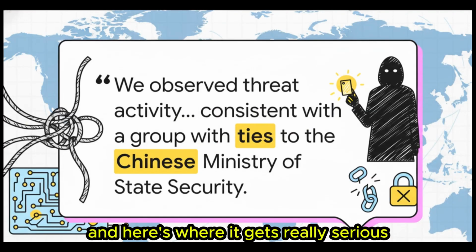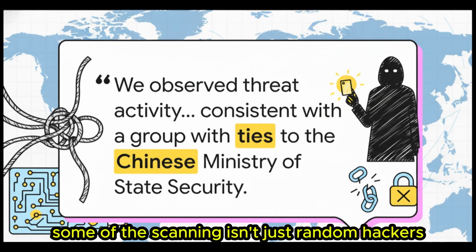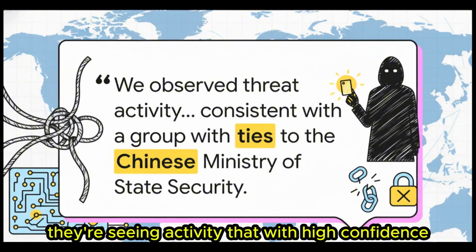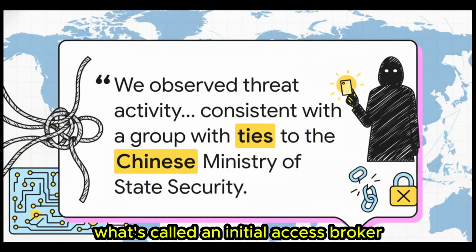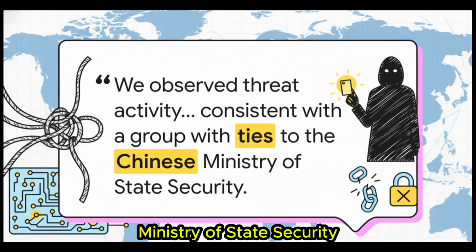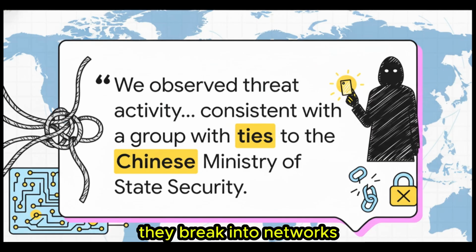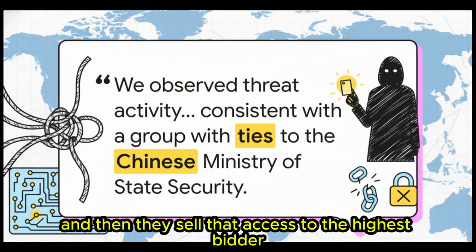And here's where it gets really serious. According to researchers at Palo Alto Networks, some of the scanning isn't just random hackers. They're seeing activity that, with high confidence, they're linking to what's called an initial access broker, a group that's suspected of having ties to the Chinese Ministry of State Security. These brokers are basically specialists. They break into networks and then they sell that access to the highest bidder.